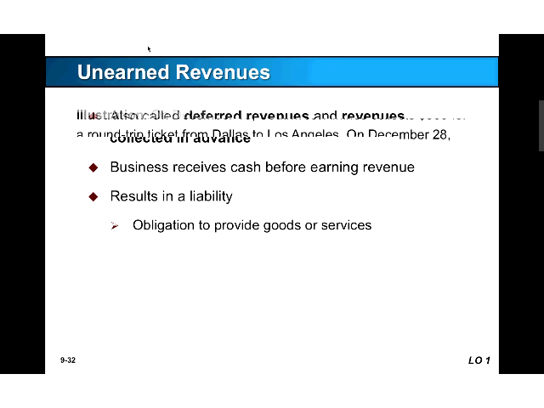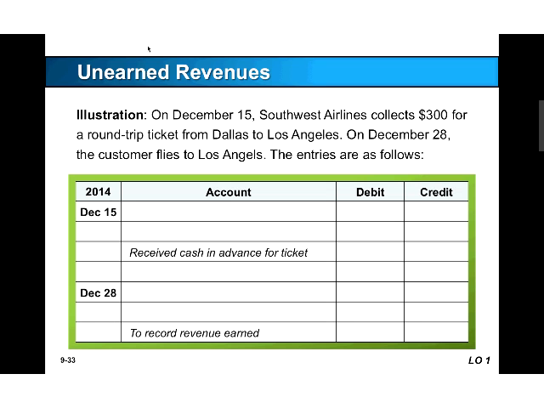Okay, now let's say Southwest Airlines. This is another example of unearned revenue, and this is a good example of another name for it. On December 15th, Southwest Airlines collects $300 for a round-trip ticket from Dallas to LA. Okay, so $300 they sell on December 15th.